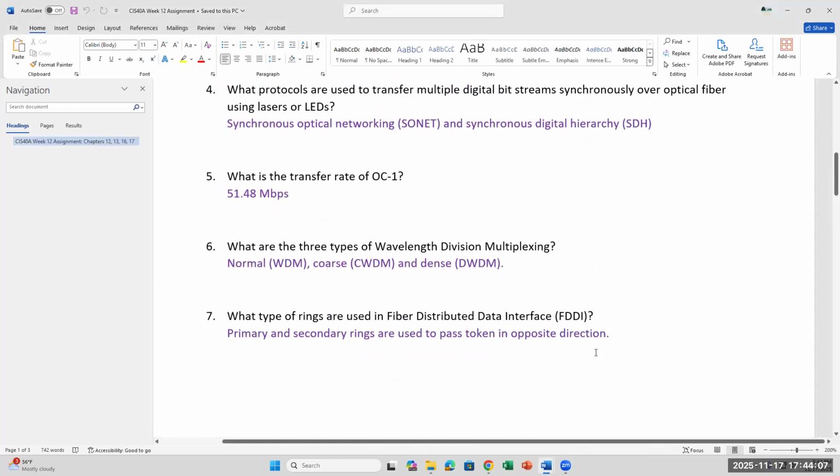Okay, so for 6, what are the 3 types of wavelength division multiplexing? We need to know that there's normal, which is your NWDM. There's coarse, which is CWDM, which uses 16 channels. And then your dense, which is DWDM.